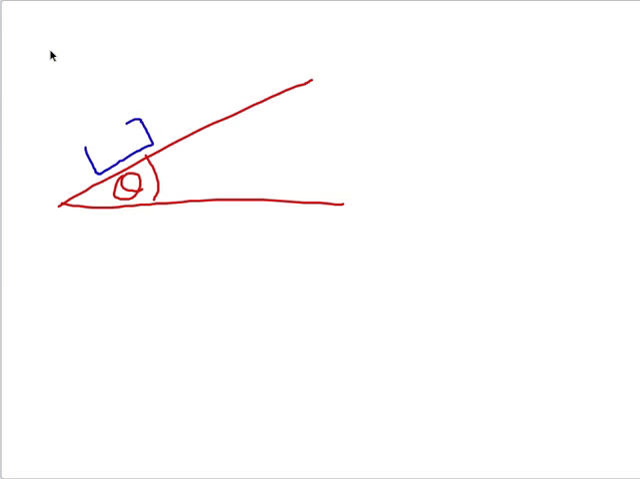So what's the situation? We're driving uphill at an angle of theta, which is 10 degrees. And we start off at some speed v and skid a distance l to a stop.